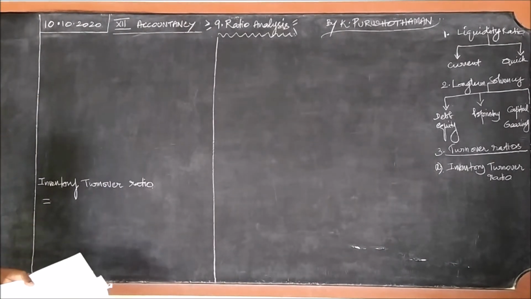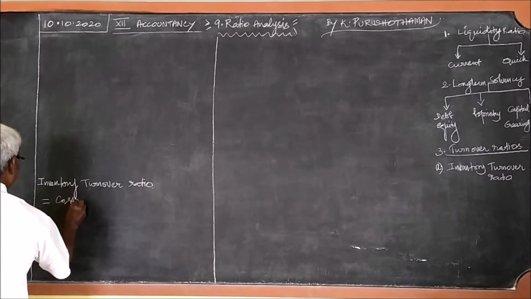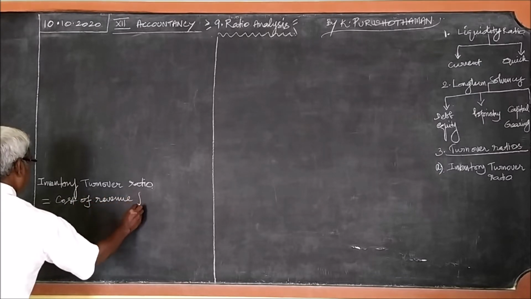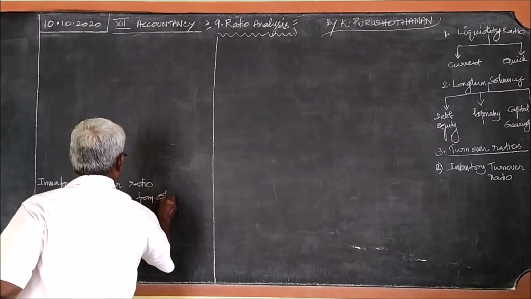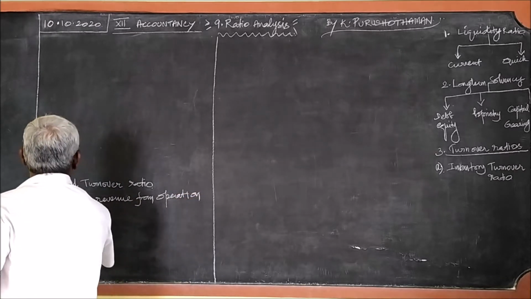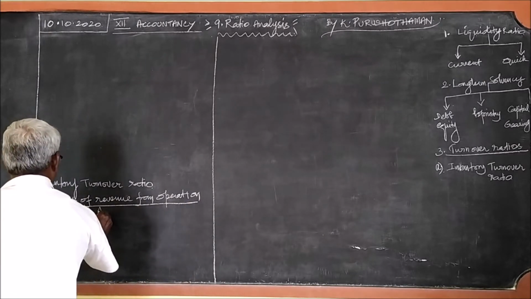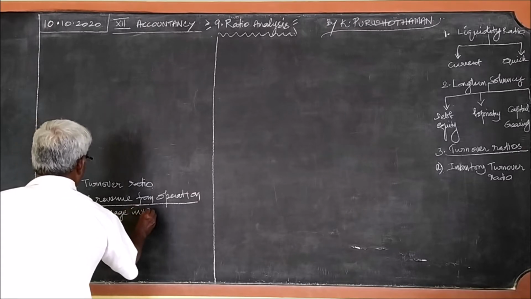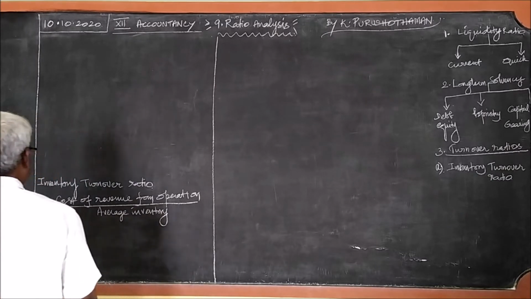Cost of revenue from operation divided by average inventory. This you should remember, the formula you should remember.